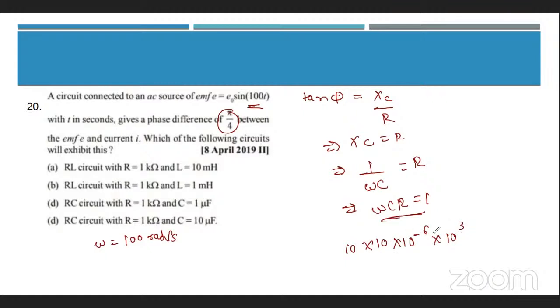Okay, I took all the values. Omega value is 100. I'm just taking a value for this: if I take this as 1 microfarad, I write it as 10 raised to minus 6, and kilo is 10 raised to 3. This satisfies the equation, because the product will give you a value near 1. Okay, so this is what the equation will be.